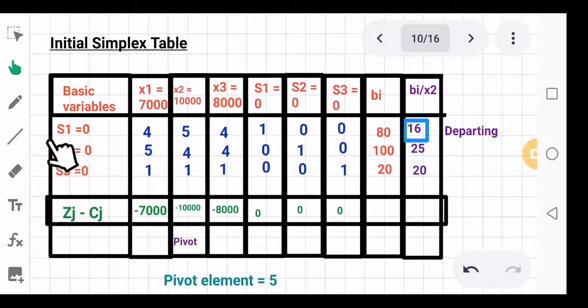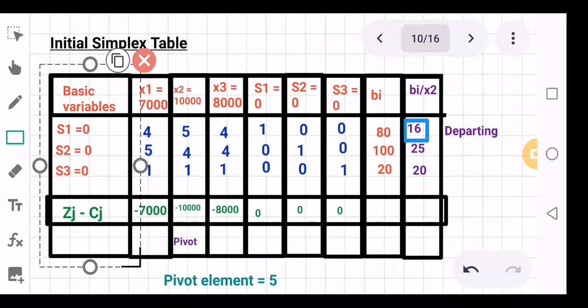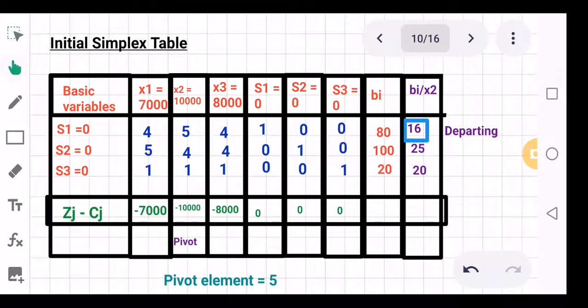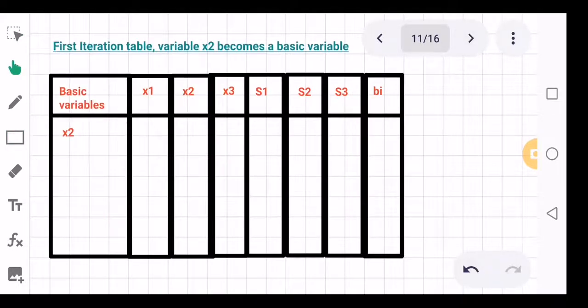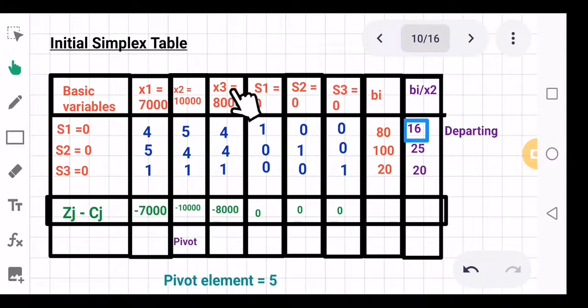And S2 and S3 will be the same. There will be no changes in S2 and S3. So here you write S2 and S3. Okay, so now I wrote down S2 and S3. Here nothing will change. In this particular row everything is the same, basic variable x1 to b1.